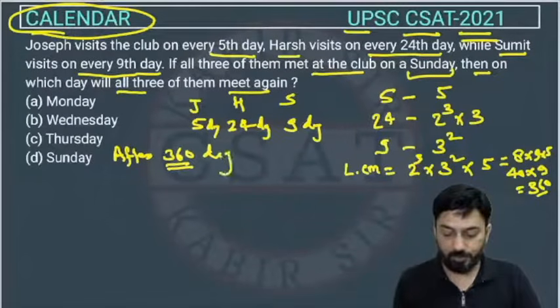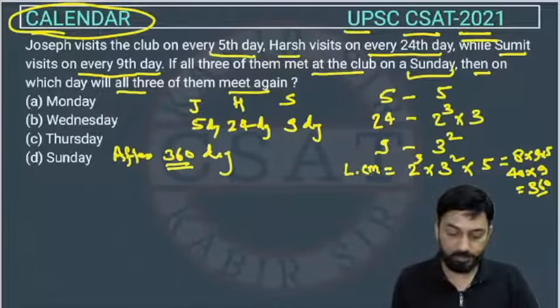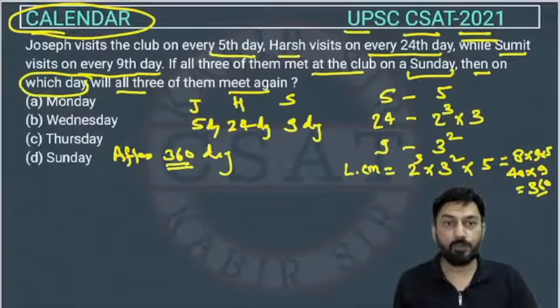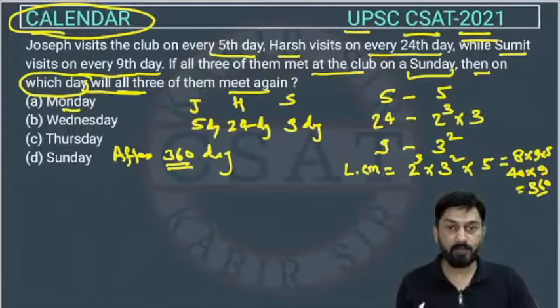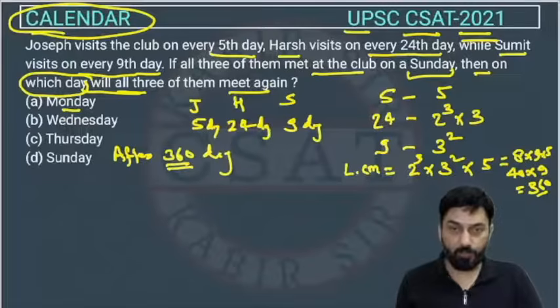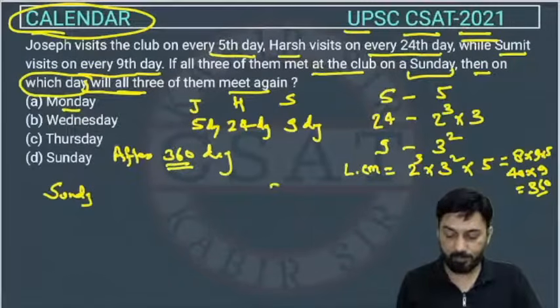But the question is asking on which day. So we have to compute whether it will be Sunday, Monday, Tuesday, Wednesday, Thursday, or Friday on that day. So how will we do it? We know that they are meeting on Sunday, and again they will meet after 360 days. So let's compute the odd days in 360.